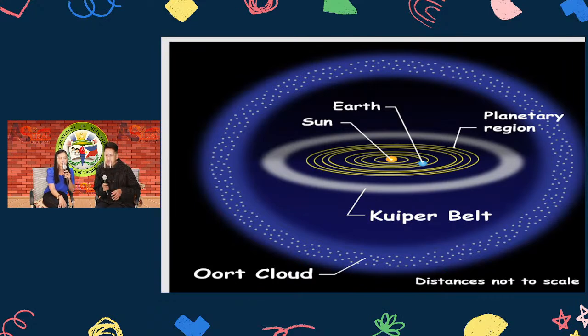No wonder it takes 200 years for their complete revolution around the Sun, unlike Earth, which only takes 1 year. That is 200 times longer for those comets.